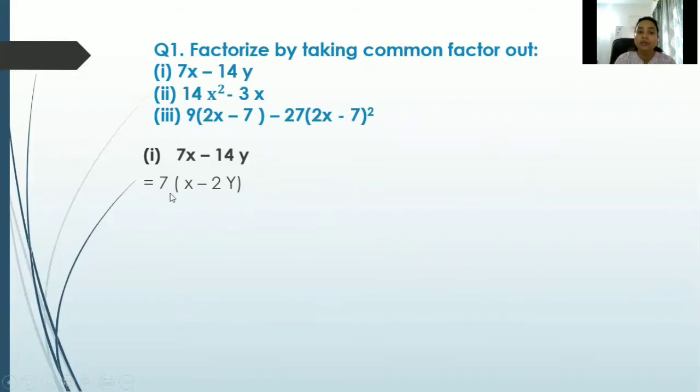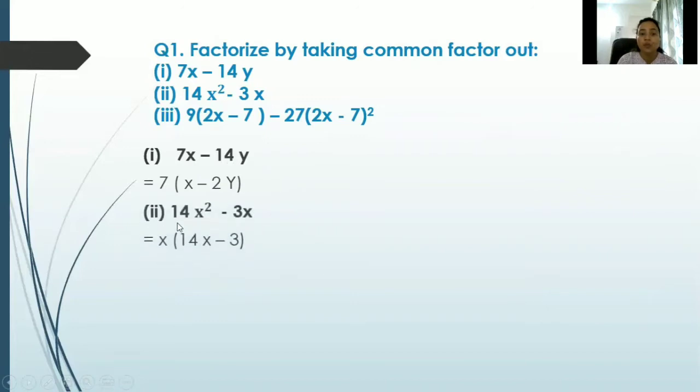Whenever you are taking any term out, it means you are dividing that term from this. So if 7x is divided by 7, what will you get? x, right? And if 14y gets divided by 7, you will get 2y. So this way it is written over there, right?